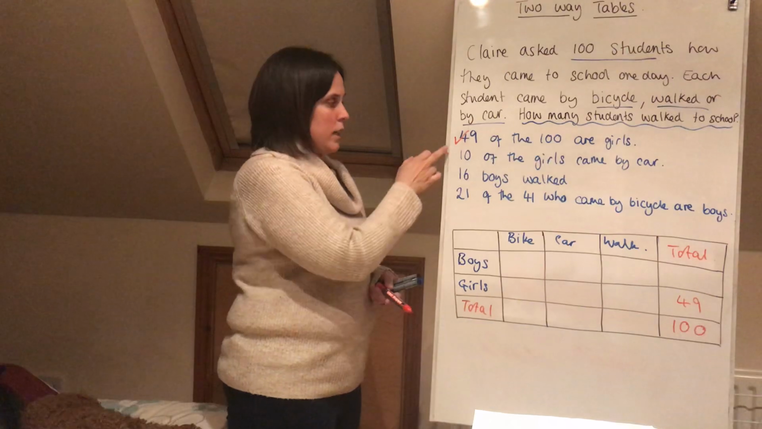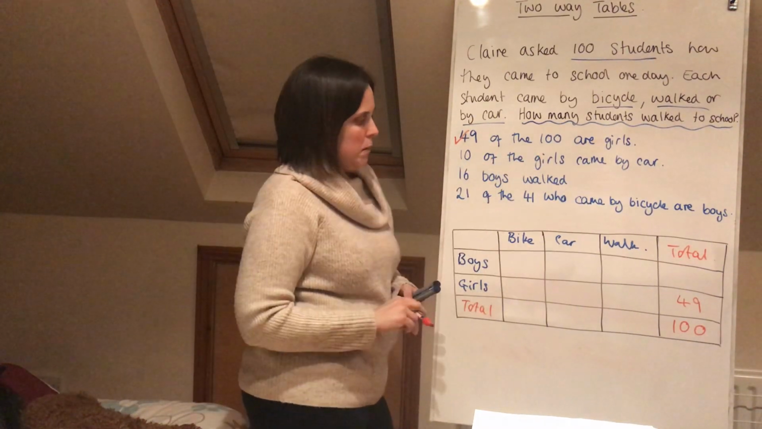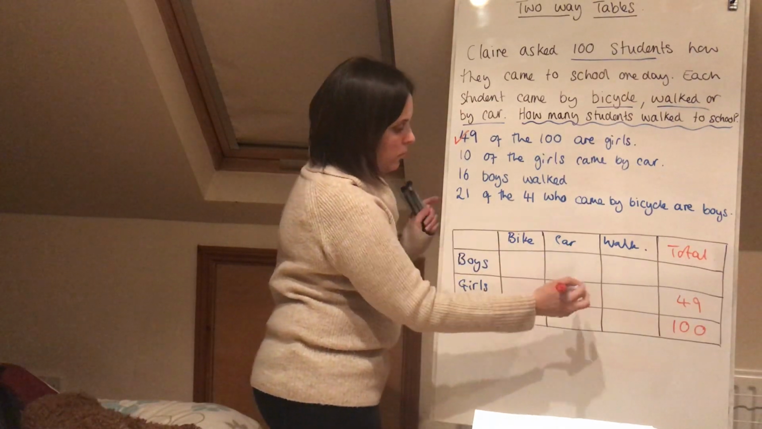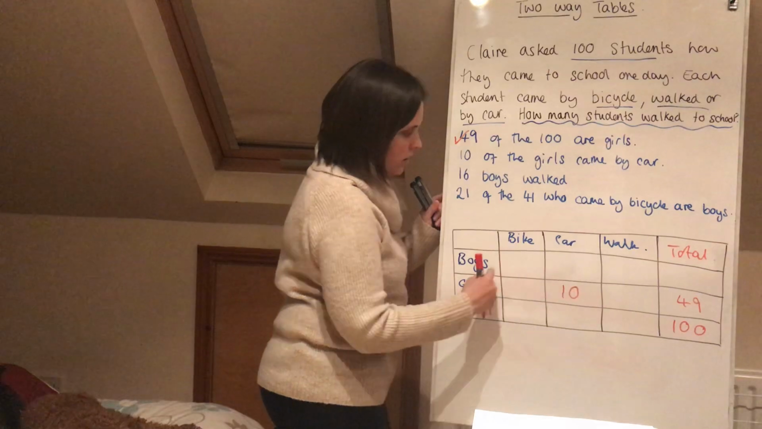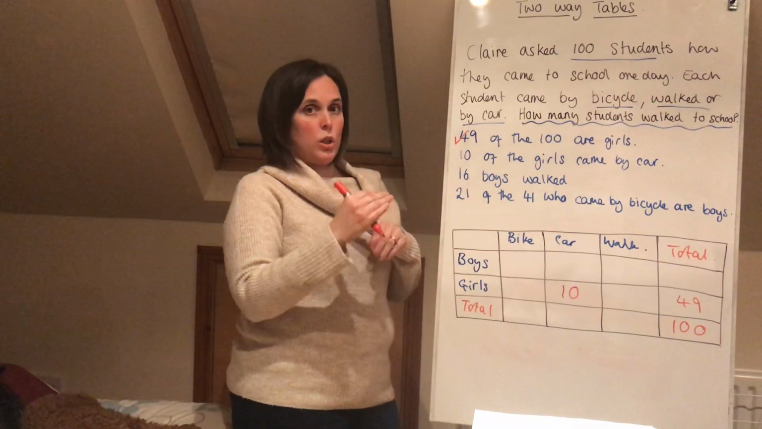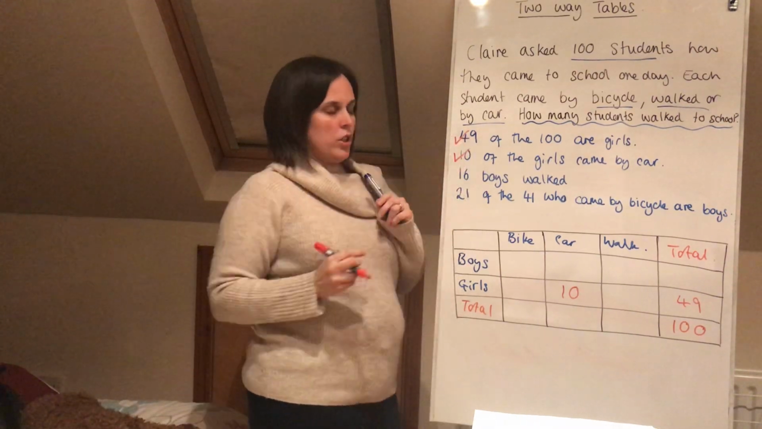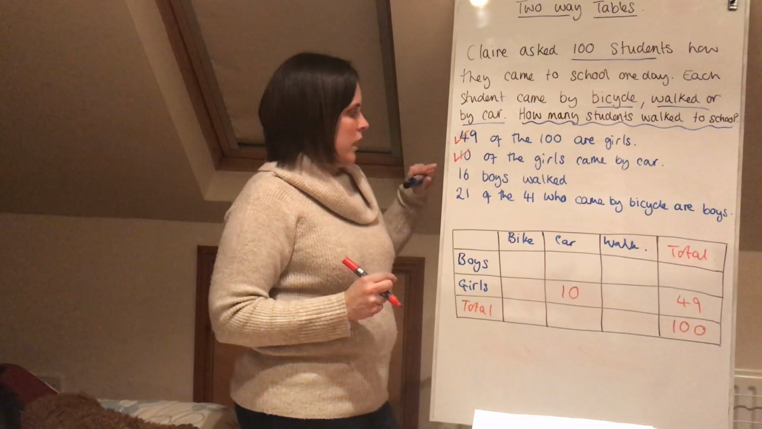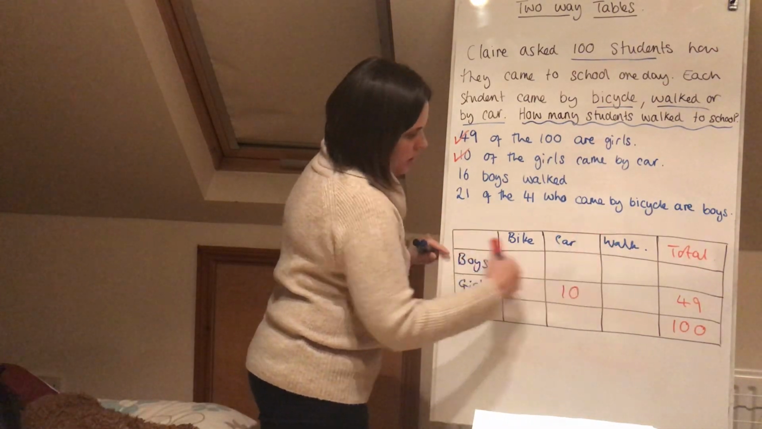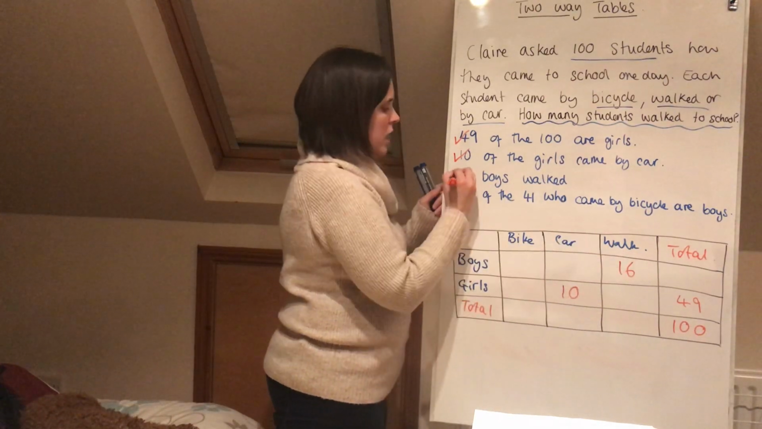Alright, moving on to the next one, and I like to tick them off so I know I've dealt with it. 10 of the girls came by car, so we go to car and we go to girls, and we can fill that in there. So 10 girls came by car, and this is why it's called a two-way table, because you've got two things converging together. Tick that one off. 16 boys walked, so we go to walk and we go to boys, find the box that represents that, which is there, and we fill that one in there, which is 16.